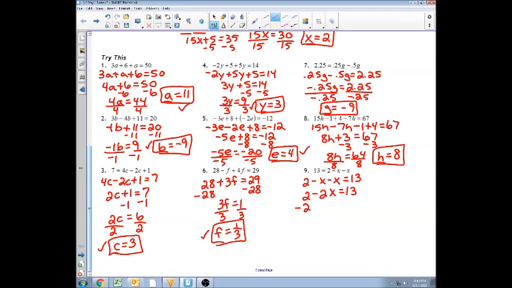I need to subtract my 2 to start with. So negative 2x would equal, what's 13 minus 2? Well, that's 11. Divide by negative 2. Divide by negative 2. Go ahead and keep that as a fraction.